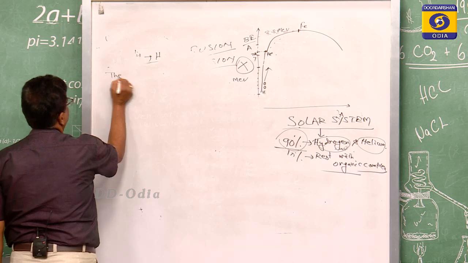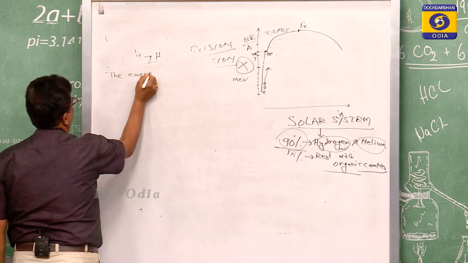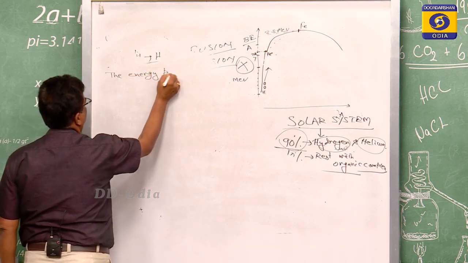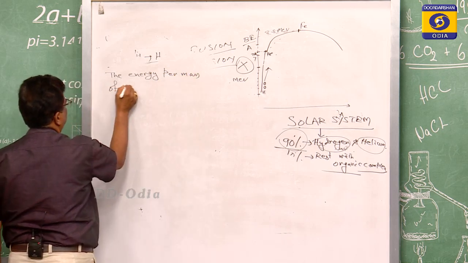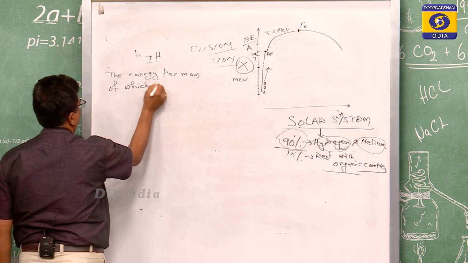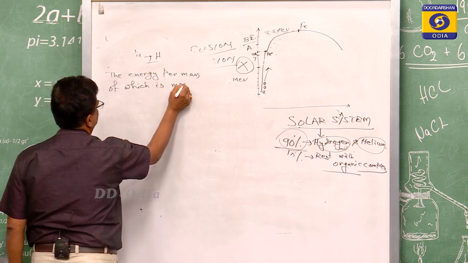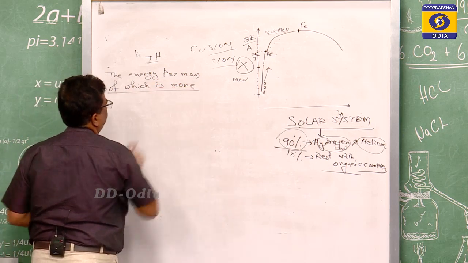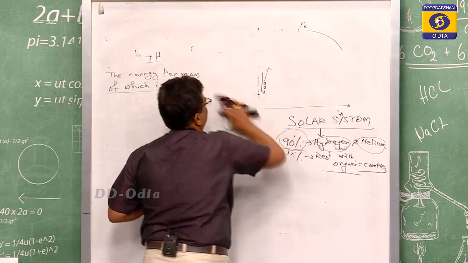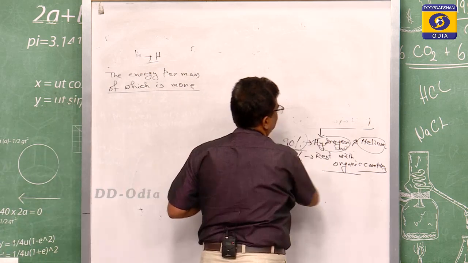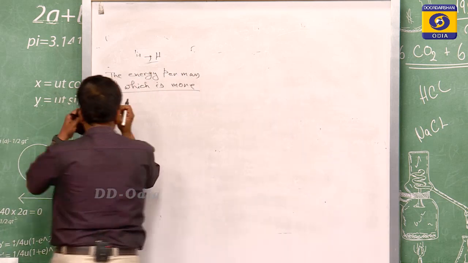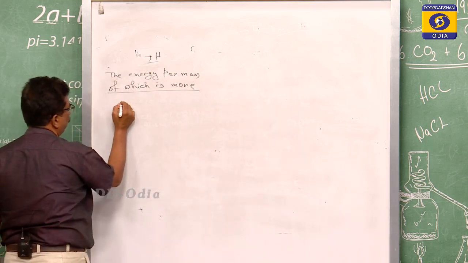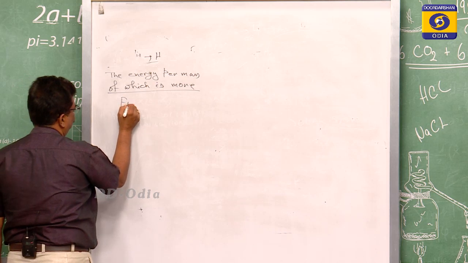The energy per mass, which of them is more? Either fission is more, or fusion is more. Suppose we go for fission.